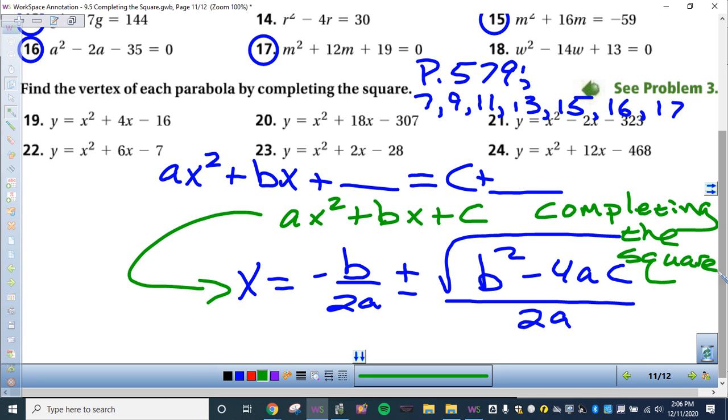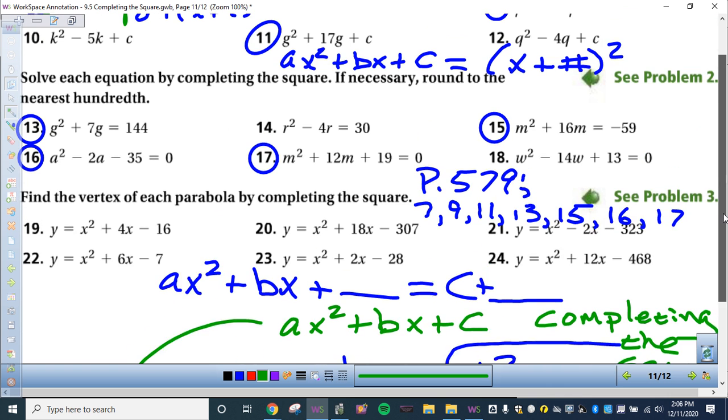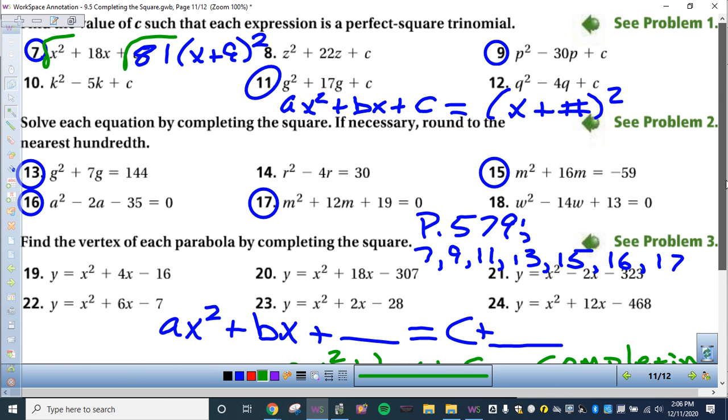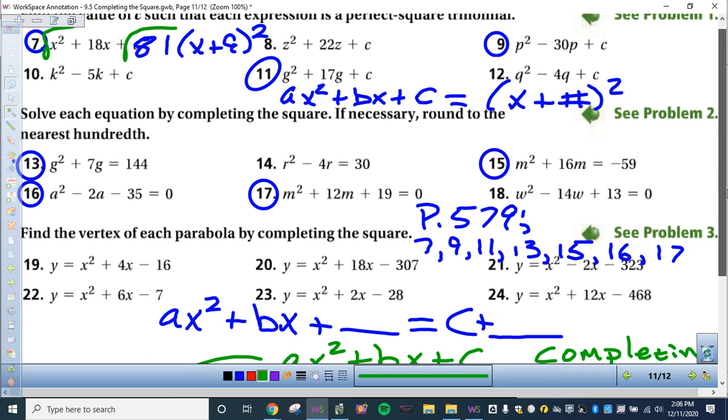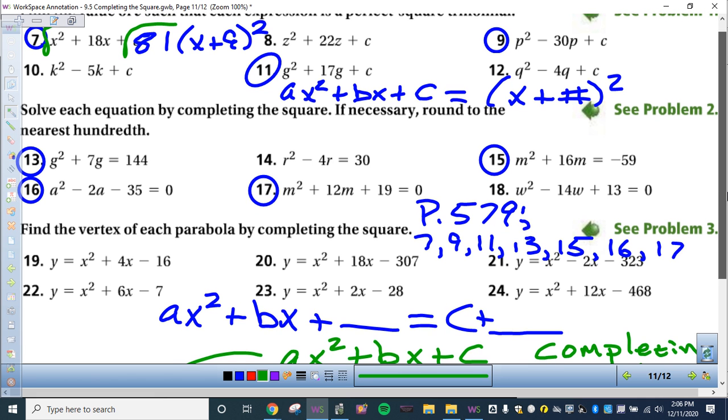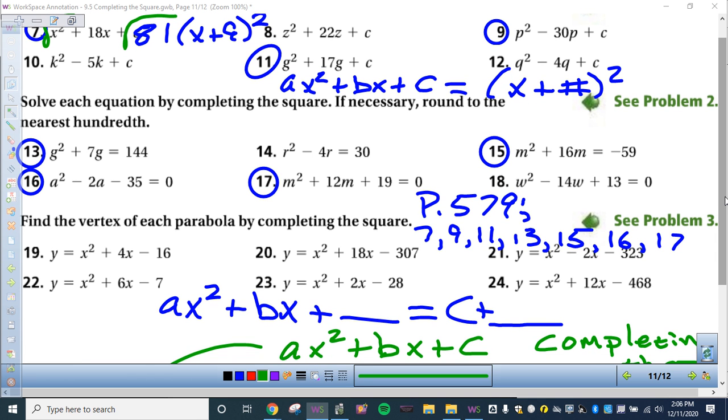Mr. Evans, could you do 13? Yup. So 13, just, yeah, that one's an odd one. So, give me one sec.